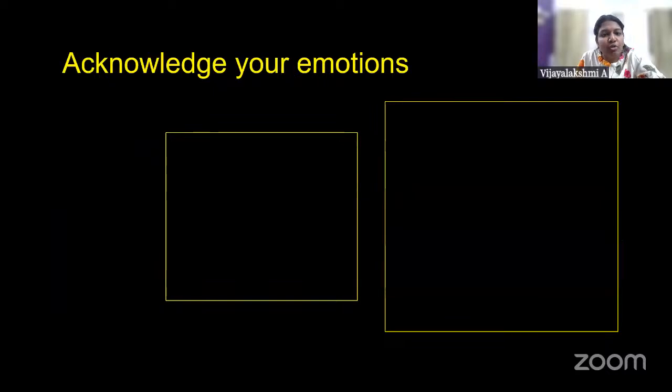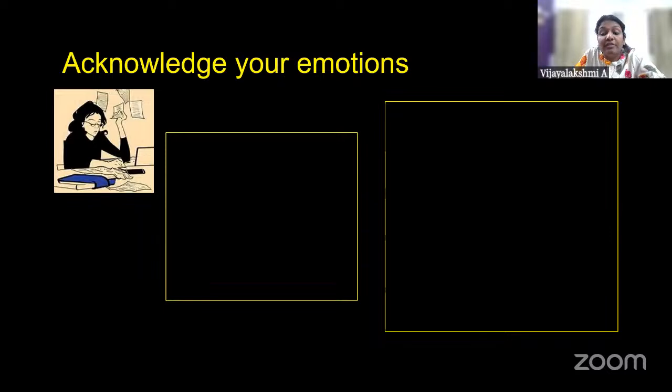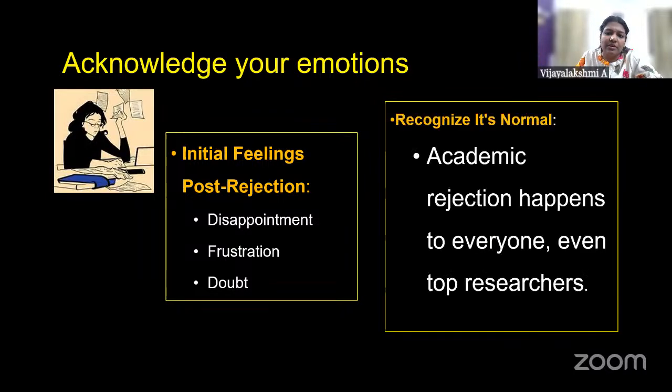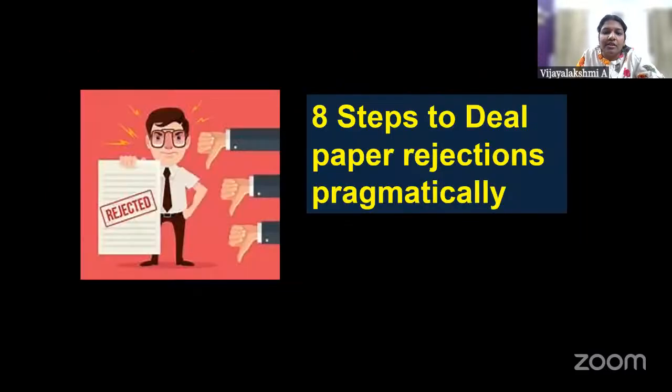What is the first and foremost thing we all must do immediately after we receive a rejection letter? We must acknowledge our emotions. We might feel disappointed, frustrated, or even doubtful of the content of the manuscript. But at the end of the day, just realize that academic rejections happen to everyone. Even the top researchers receive rejections even now. So I have come up with 8 steps on how to deal with paper rejections pragmatically.